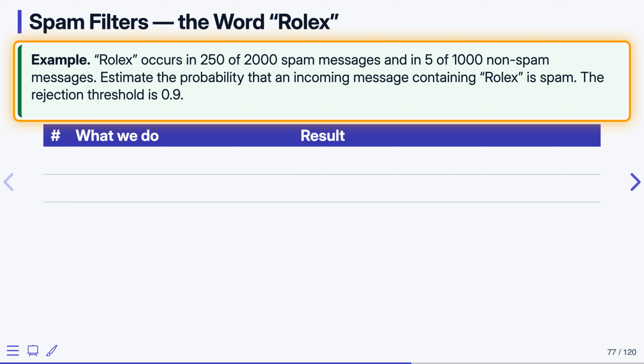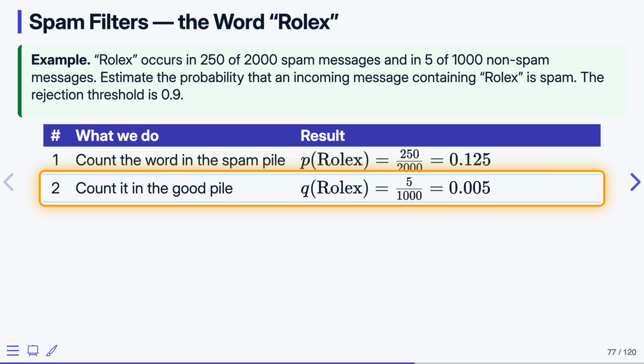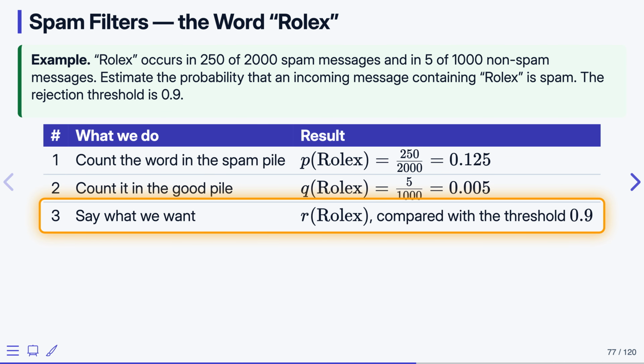Let's try a real word, Rolex. It occurs in 250 of 2,000 spam messages and in 5 of 1,000 good ones. Our rejection threshold is 0.9. Step 1. Count the word in the spam pile. So P of Rolex is 0.125. Step 2. Count it in the good pile. So Q of Rolex is 0.005. Already you can see the word is 25 times more common in spam. Step 3. What we want is the score R of Rolex, and then we compare it with the threshold of 0.9.